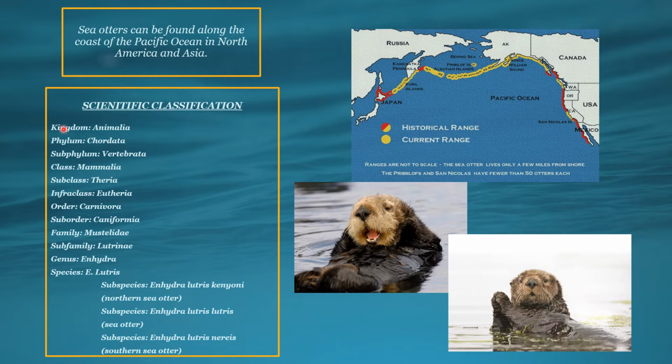As you can see here, their scientific classification. There's three subspecies of them. There's the northern sea otter, just a regular sea otter, and the southern sea otter.